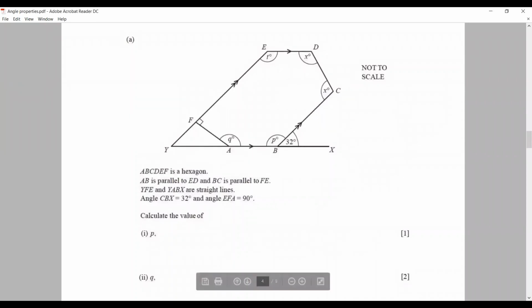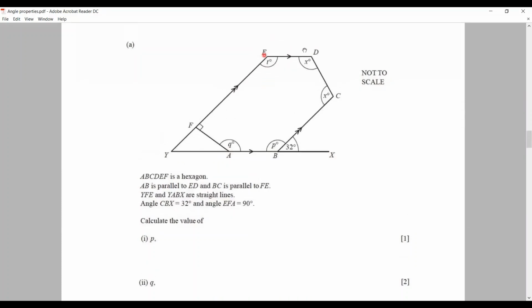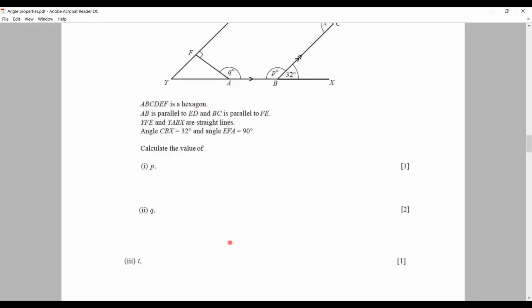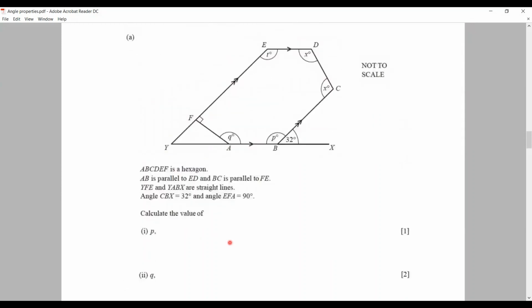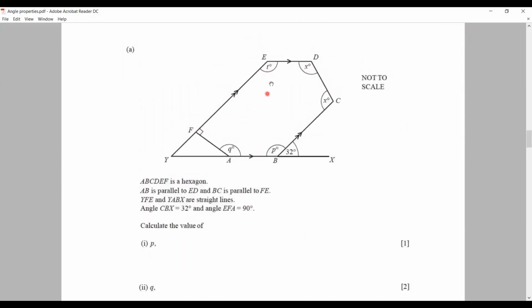Okay, we have two pairs of parallel lines, these two and these two. That forms a hexagon, which is also mentioned in the question. Moving on, this is BC 32, this is 90. Calculate the value of these four angles, the unknowns, which is also mentioned on the figure. Let's start with P.